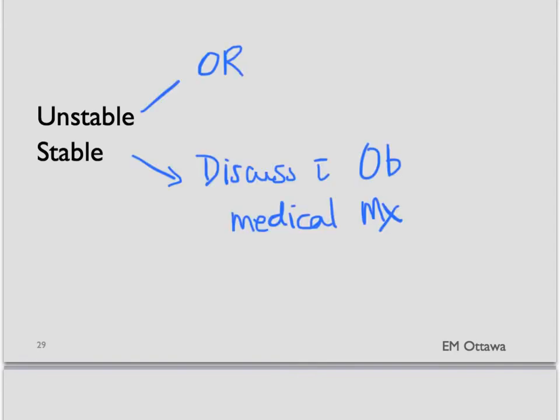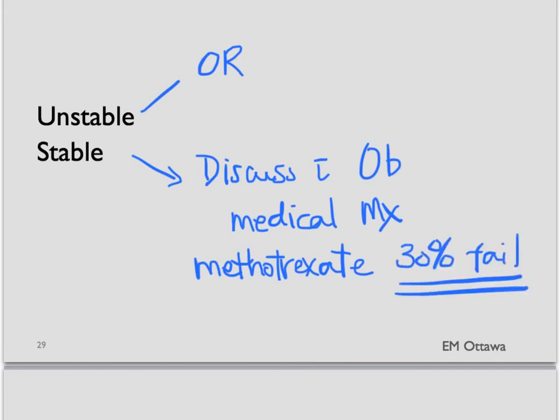Let's talk a little bit about treatment. What happens after we diagnose an ectopic pregnancy? As you can imagine, any unstable patient will need to go to the operating room. For stable patients, the treatment is a joint decision between the consultant and the patient. For a small ectopic pregnancy that has not ruptured, the consultant might give medicine to stop the pregnancy from growing and to let it abort on its own. That medicine is methotrexate. This medicine has a 30% failure rate, and sometimes the dose needs to be repeated.